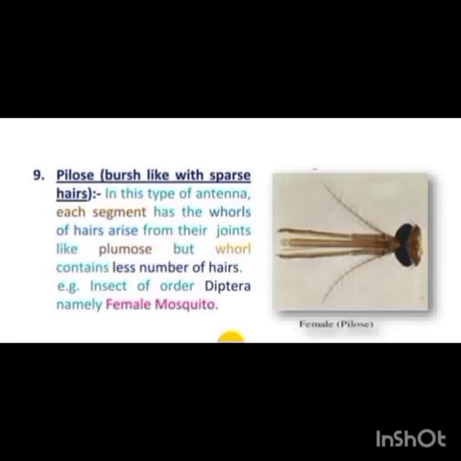9. Pilose, brush-like with sparse hairs. In this type of antenna, each segment has whorls of hairs arising from the joints like plumose, but the whorl contains fewer hairs, e.g. insect of order Diptera, namely female mosquito. Here is the picture of antenna of female mosquito.